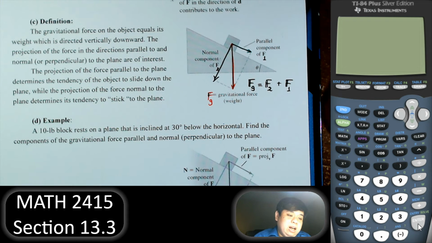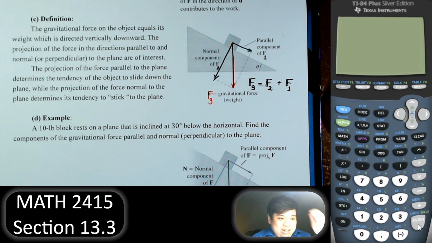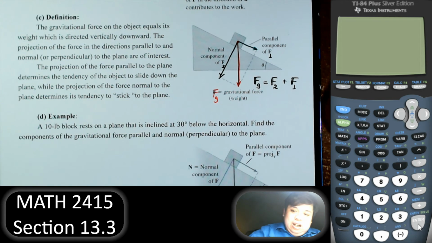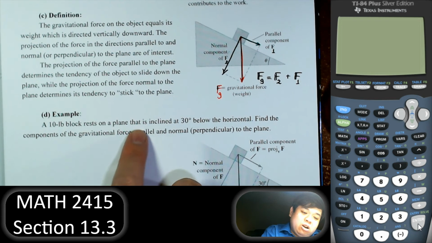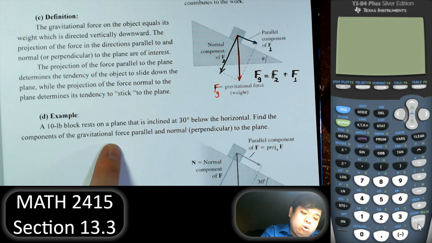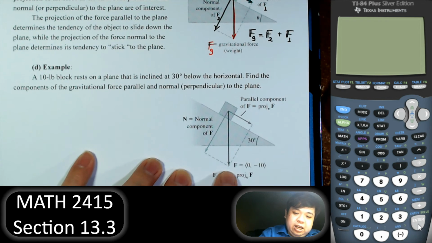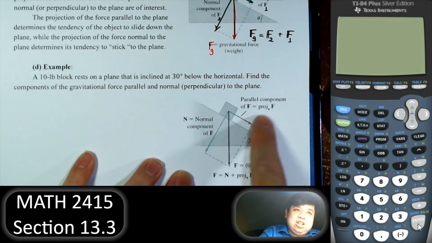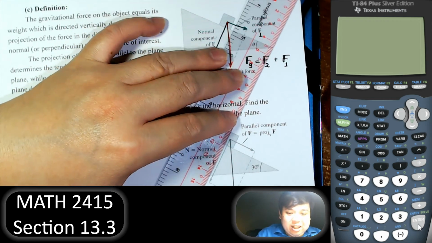So let's see if we have this 10 pound block. We usually use the international system of units, but pound is not. So a 10 pound block rests on a plane inclined 30 degrees. It's like this. Find the components of gravitational force parallel and normal to the plane. So it's easy, right? We have the force here, and of course we can write it in terms of orthogonal projection, but we don't really need to. Simple trigonometry will do the trick.